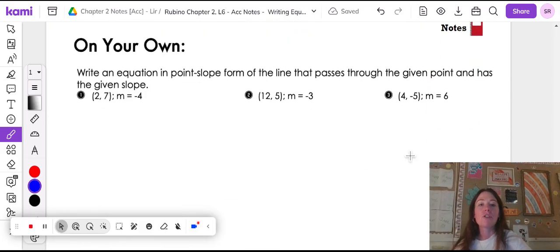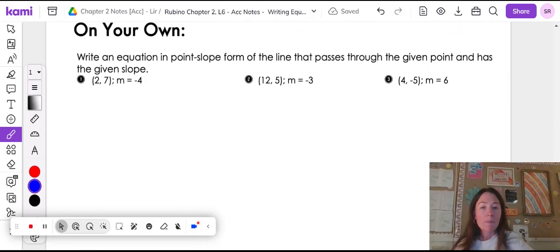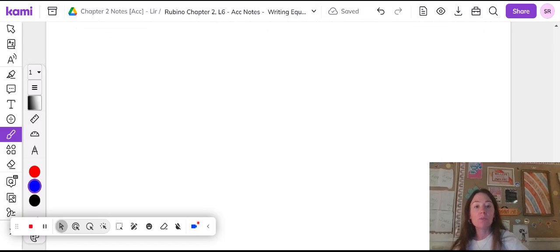There are a couple on your own problems that you guys can try. For homework, you guys are finishing that practice packet. Make sure that you're reading the directions carefully. For some of them, I asked you to write it in point slope form. So if you have to write it in point slope form, make sure that you do that. If I say that you can write it in point slope form or slope-intercept form, then you choose which one you want to write it in.